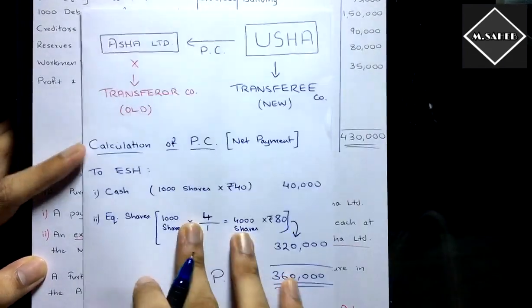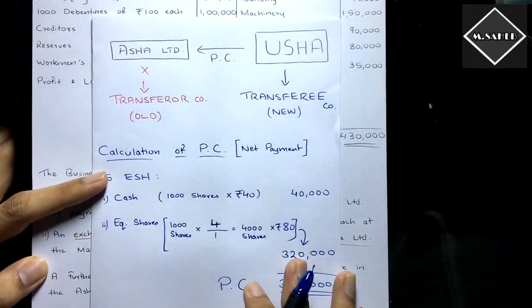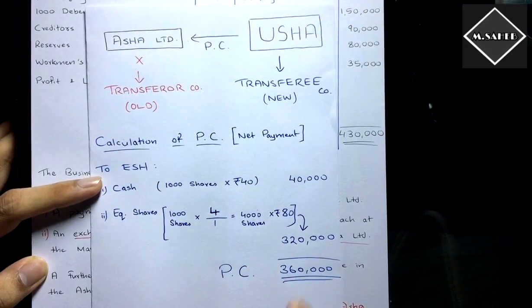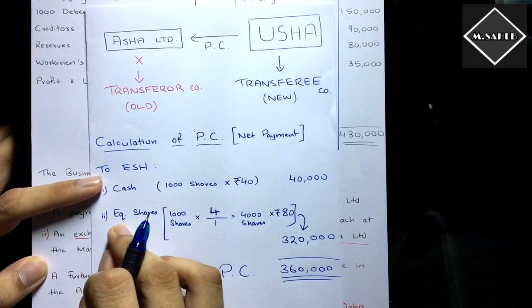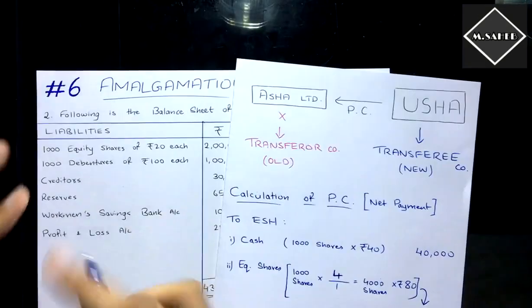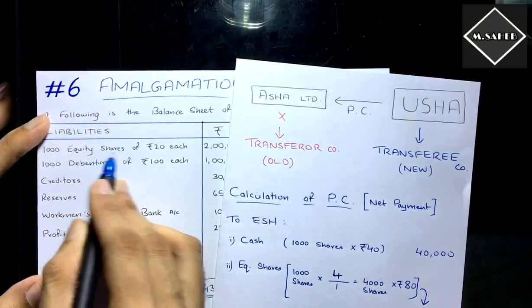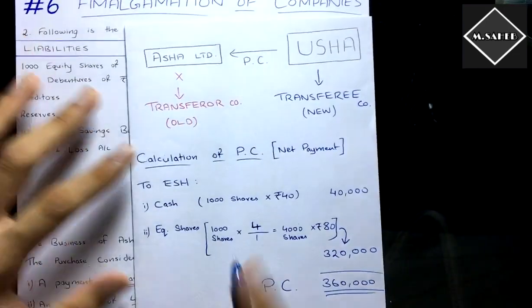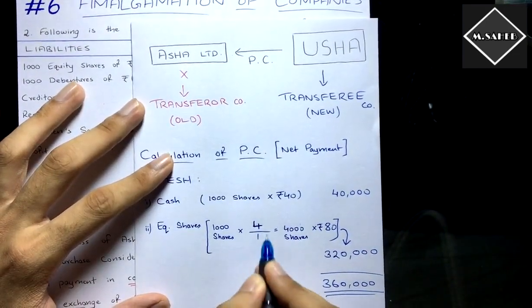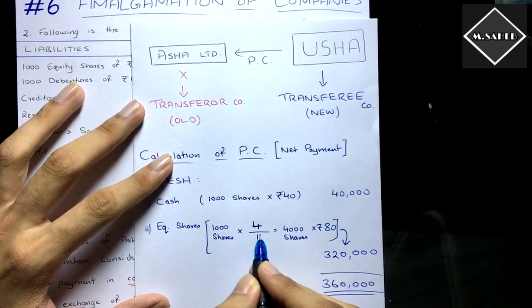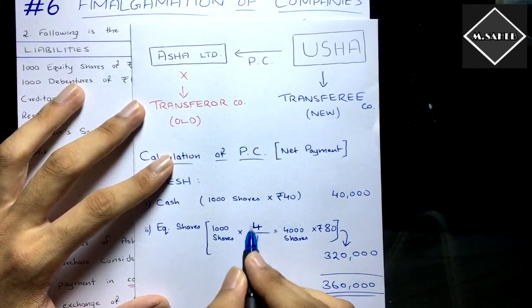See here, it's very simple. We don't know exactly how many shares they are going to give, so first we have to find that. What are we going to do? Equity shares: how many shares are there in the balance sheet? That is what we take first. 1000 equity shares are there in the balance sheet. So 1000 shares into the share exchange ratio, 4/1.